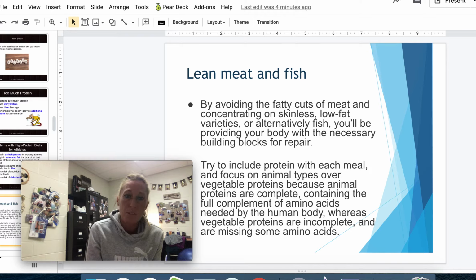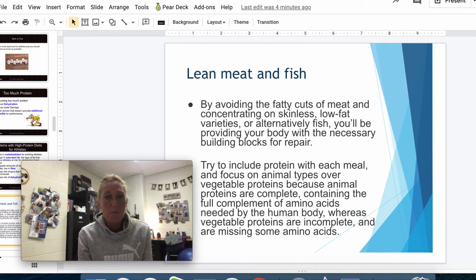There's two types of protein. We have complete and incomplete. Complete protein comes from animals. Incomplete protein comes from those plant-based.